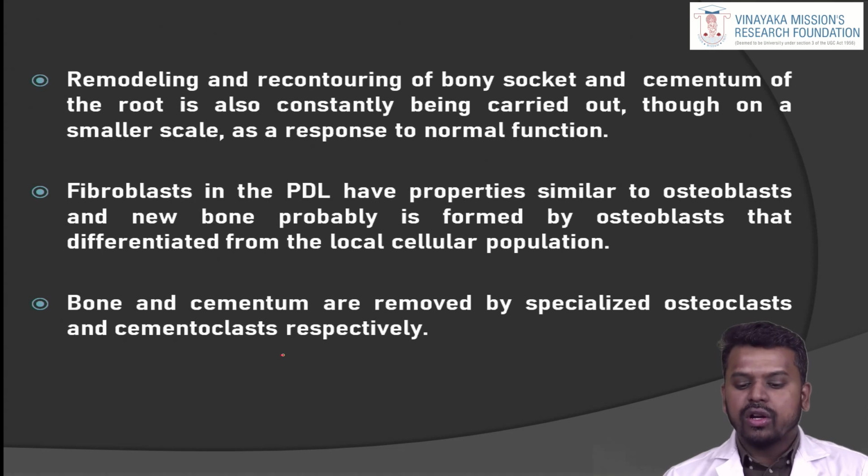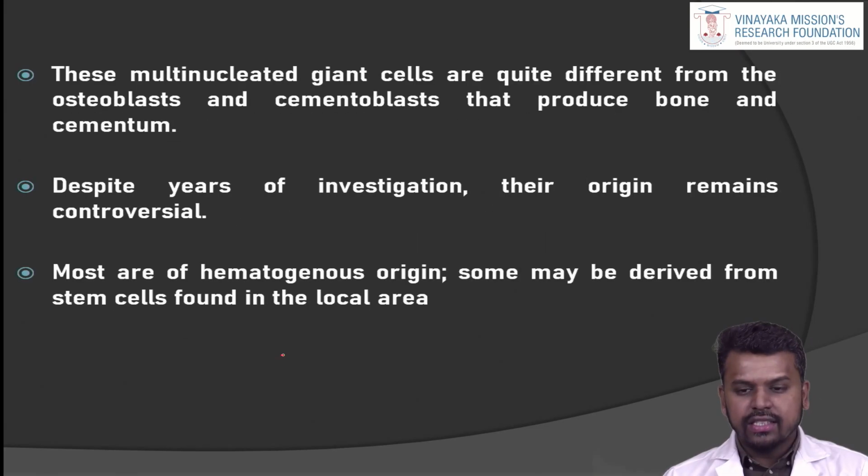Bone and cementum are removed by specialized osteoclasts and cementoclasts, respectively. These multinucleated giant cells are quite different from the osteoblasts and cementoblasts that produce bone and cementum. Despite years of investigation, their origin remains controversial. Most are hematogenous in nature. Some may be derived from stem cells found in the local area, that is, localized stem cells.